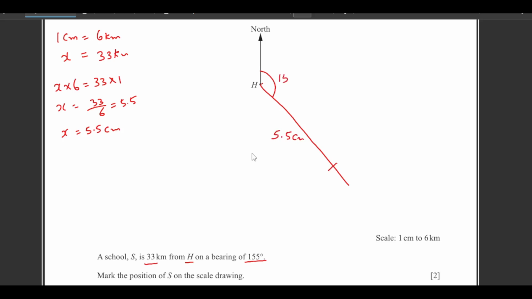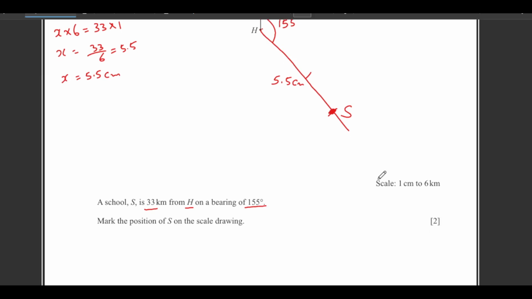This angle should be 155 clockwise and then this is 5.5 and then we will mark the position of S here. This is S, right?